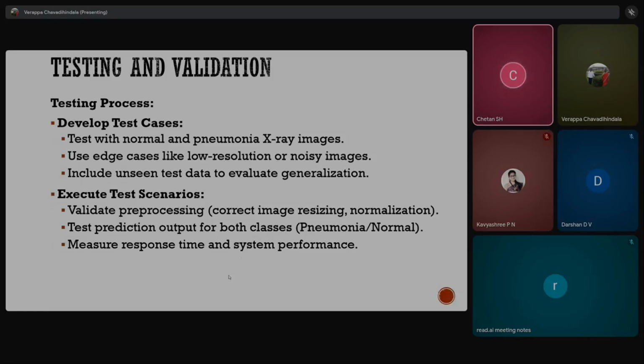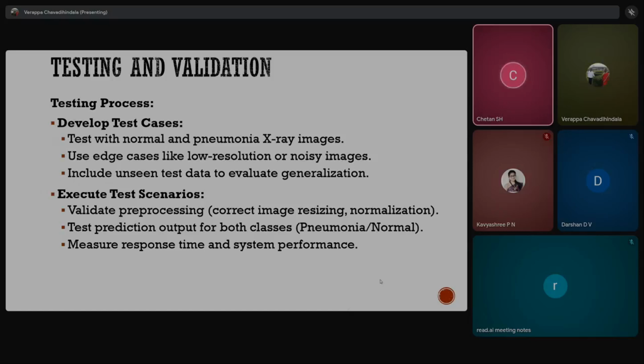In the validation approach, we compare the predicted results with the true labels to check the accuracy of the model. We use metrics like accuracy, precision, recall, and F1 score to measure model performance. And we apply cross validation to ensure the model's stability and reliability.